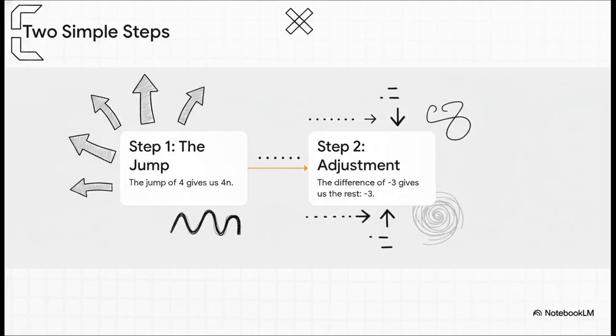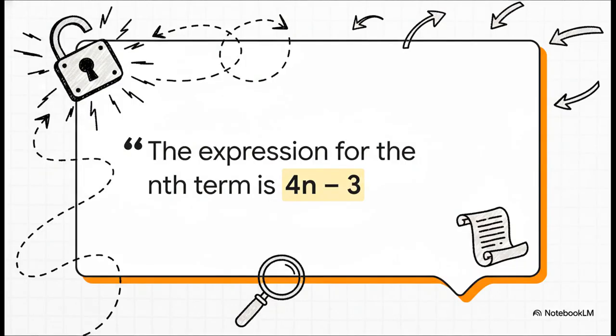And honestly, it's a super simple 2-step process. That jump of 4, that gives us the first part of our answer, 4n. That's just the fancy math way of saying the 4 times table. And then we just tack on that adjustment we found, which was -3. And boom, there you have it. The code is officially cracked. The expression for the nth term of this sequence is simply 4n minus 3. That right there is the full marks answer the exam's looking for.